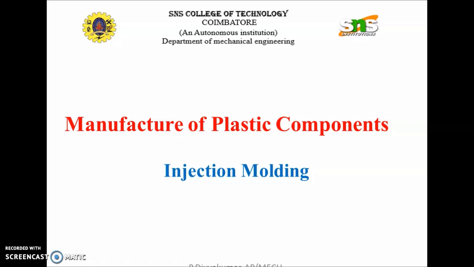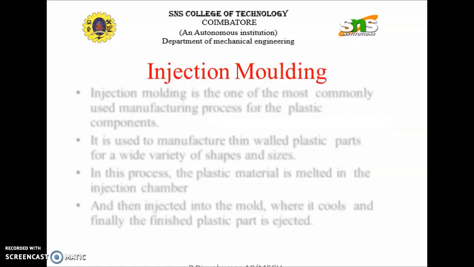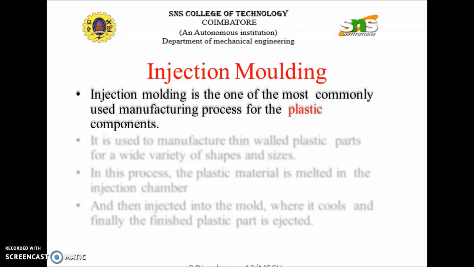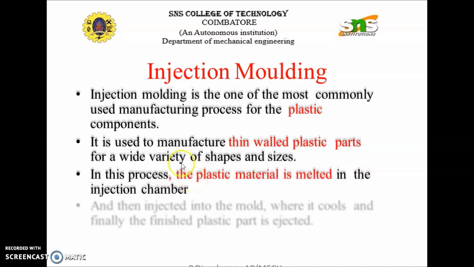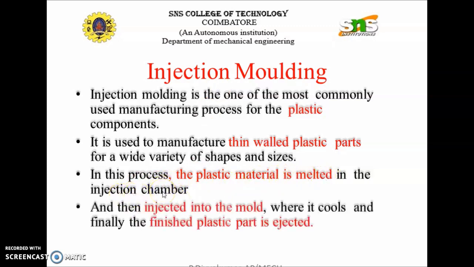Today we are going to discuss injection molding, which is used to produce various types of plastic components. What is injection molding? It is one of the most commonly used manufacturing processes for plastic components. Mainly it is used to manufacture thin walled plastic parts in a wide variety of shapes and sizes. The principle behind injection molding is that the plastic material is melted in the injection chamber and then injected into the mold where it cools, and finally the finished plastic part is ejected.